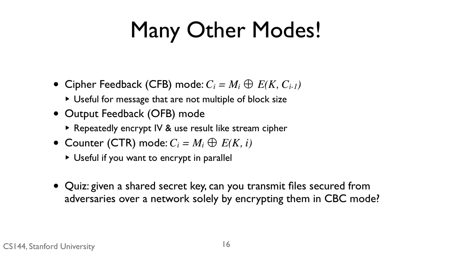Electronic codebook mode and cipher block chaining mode are just two ways to use block ciphers. There are many more with different properties, strengths, and weaknesses. Cipher feedback mode, for example, XORs the message with an encryption of the prior ciphertext. This is useful if the message isn't a multiple of the block size and you don't want to pad it with zeros. In ECB and CBC mode, you pass the message block to encrypt, so you can't trim the ciphertext. Or there's output feedback mode, where you repeatedly encrypt the initialization vector and use it like a stream cipher.